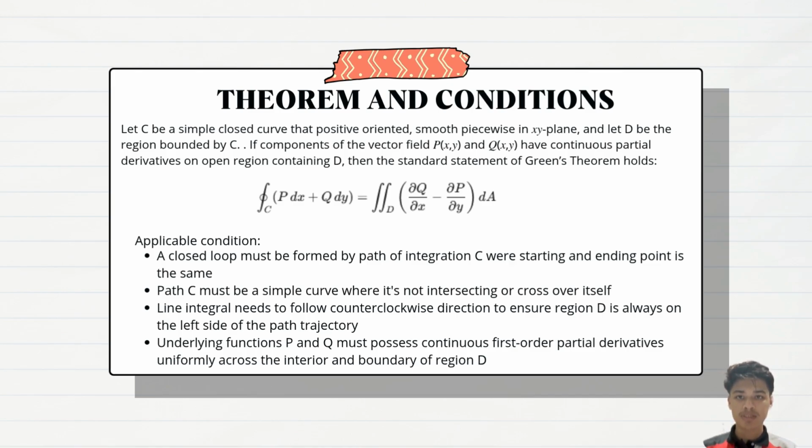Third, direction matters. We have to move around the shape in a counterclockwise direction. Imagine you are walking around the line. The inside area must always be on your left side. And finally, the functions P and Q must be continuous. This just means the functions are smooth and have no breaks or undefined points anywhere inside the shape. As long as we have a closed, non-crossing shape going counterclockwise with smooth functions, we can use Green's theorem.